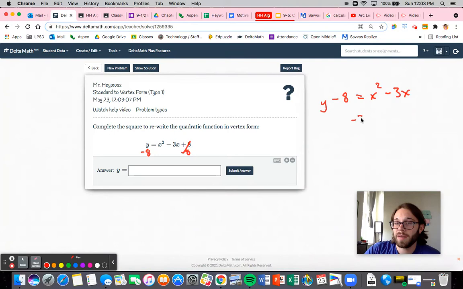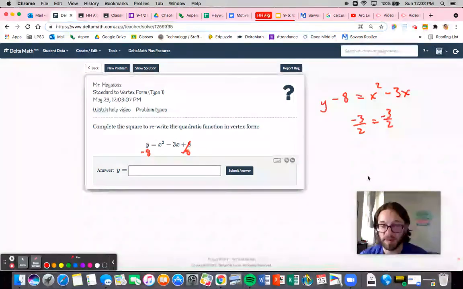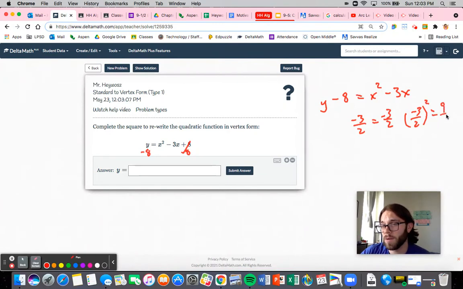So now I need -3 over 2, which is just -3 over 2. I'm going to leave it as a fraction. You could use it as a decimal, but I personally prefer it as a fraction. I'm going to square it now. -3 over 2 squared is equal to 9 over 4. This is a very common one for you to get, 9 over 4, because you're dividing by 2, right? So it's very common that it's over 4. So I'm going to add the 9 over 4 to both sides.